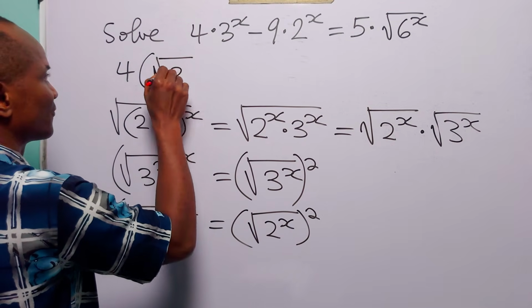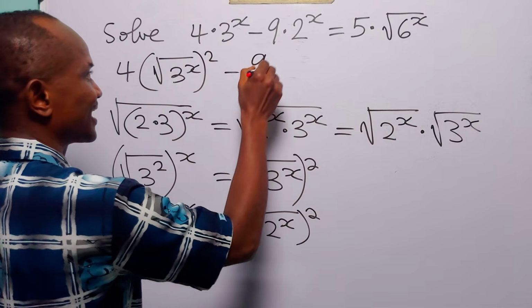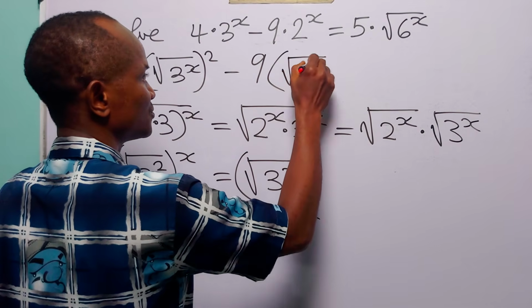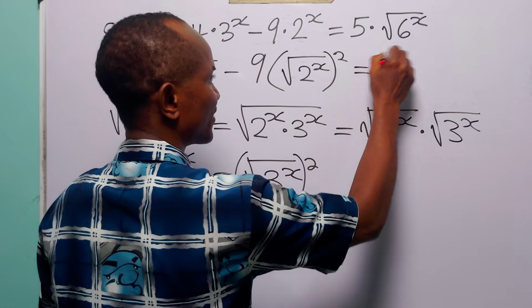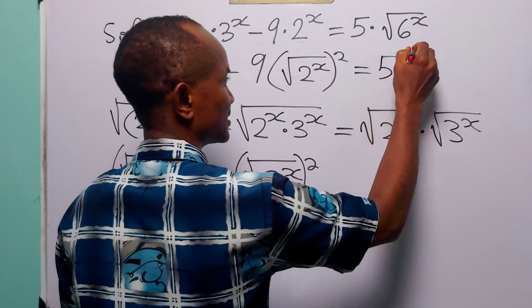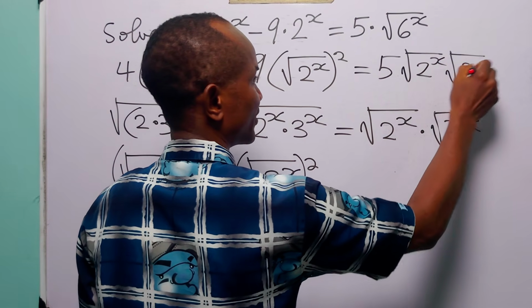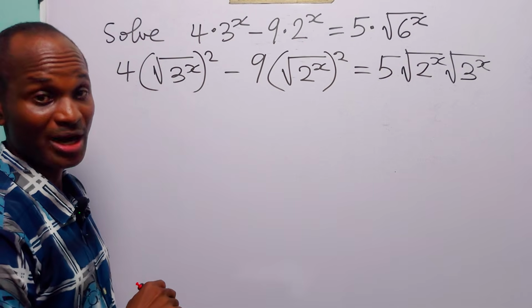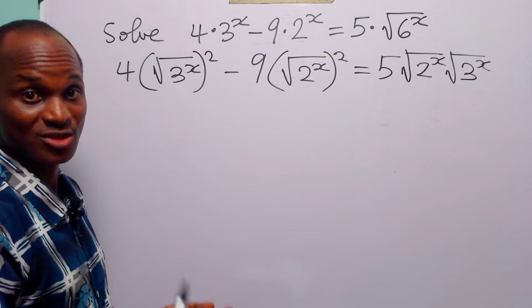the square root of 3 to the power x squared minus 9 times the square root of 2 to the power x squared is equal to 5 times the square root of 2 to the power x times the square root of 3 to the power x. Now, there are several ways of solving this equation. One way is to start with a substitution.